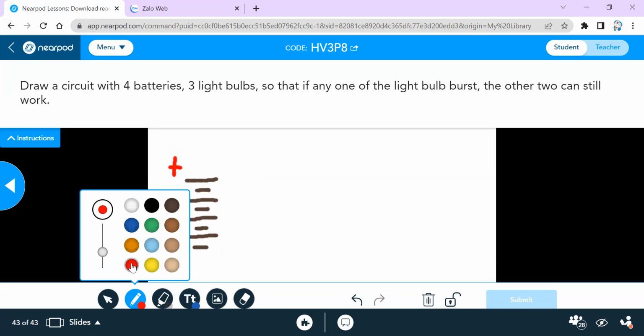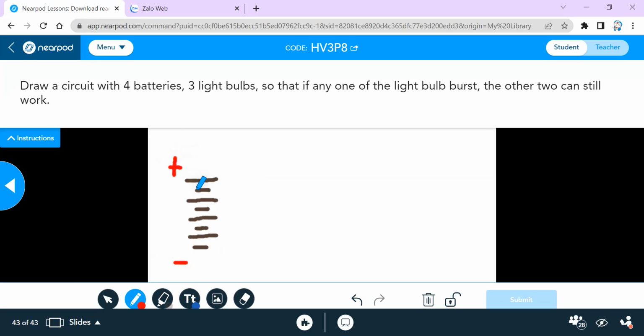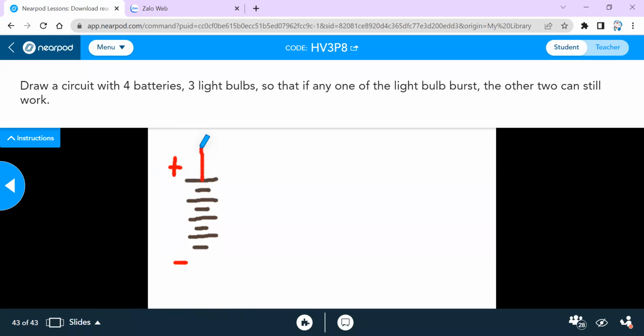Next, we will draw the wire that depicts the current flow. My question is, everyone look at my screen: 4 batteries, 3 light bulbs, and if any one light bulb bursts, the other 2 can still work. From what we know of a series circuit, if one light bulb bursts in a series circuit, the other 2 will not work. So as a person who studied this chapter, I cannot use a series circuit. Instead, I must use a parallel circuit.